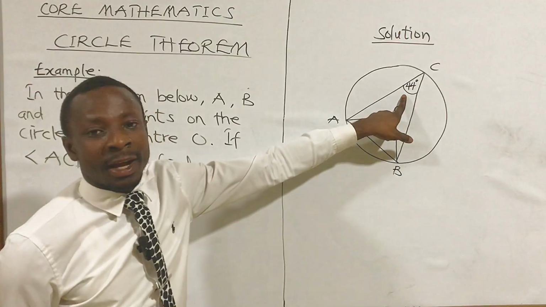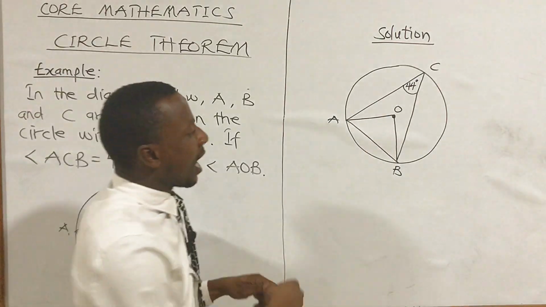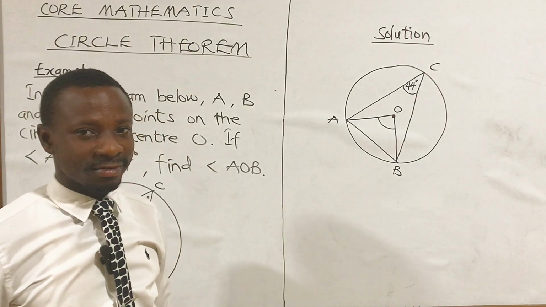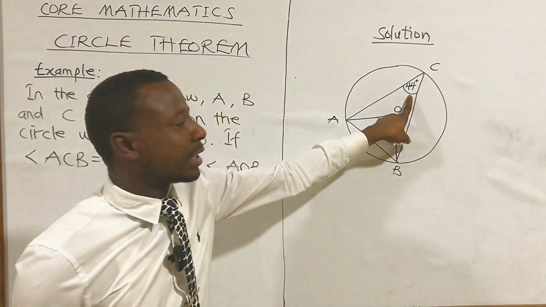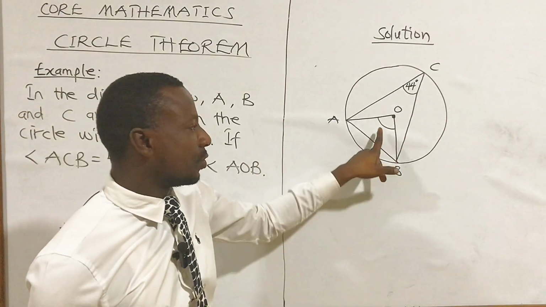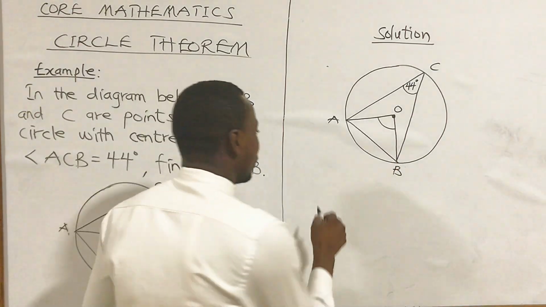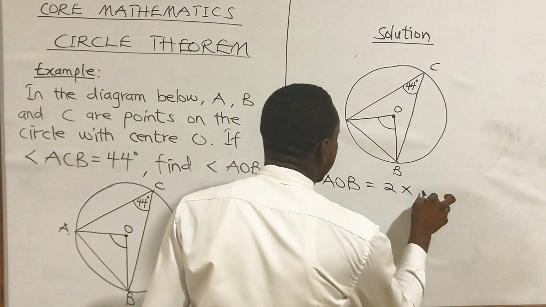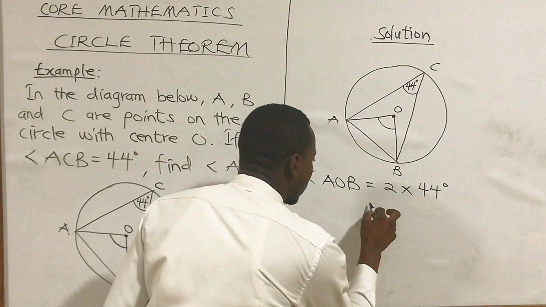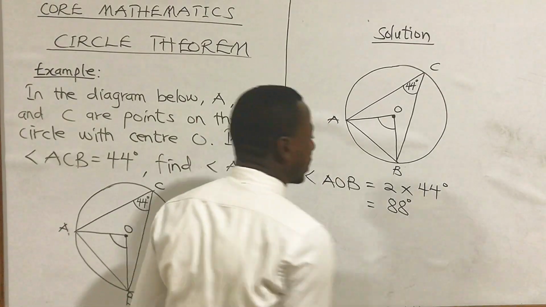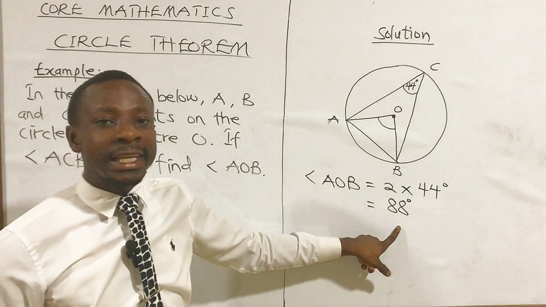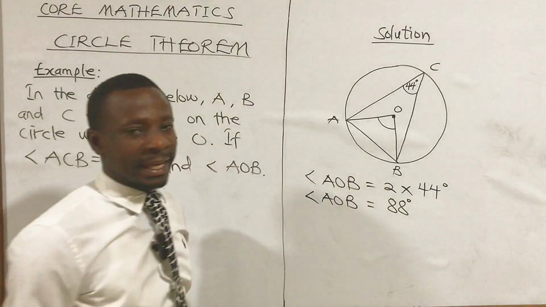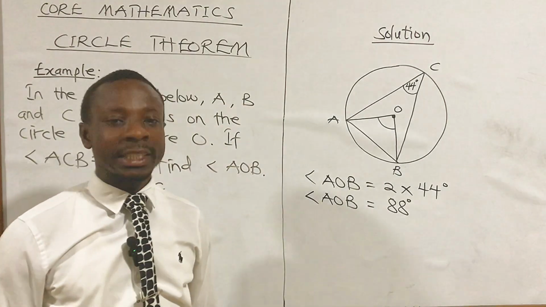Now, since we have an angle at the circumference, we want to get the angle here. Then what do you think we are going to do? Okay, so we are rather going to multiply the angle here by 2 to get the angle at the center. So we have angle AOB is equal to 2 times 44 degrees. And when we multiply, we are going to get 88 degrees to be angle AOB.